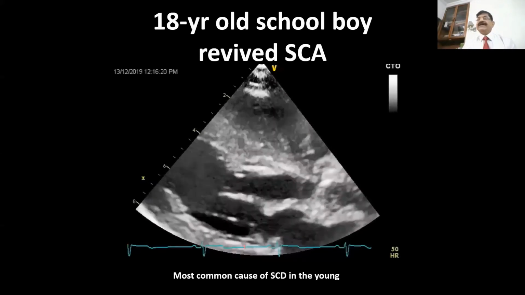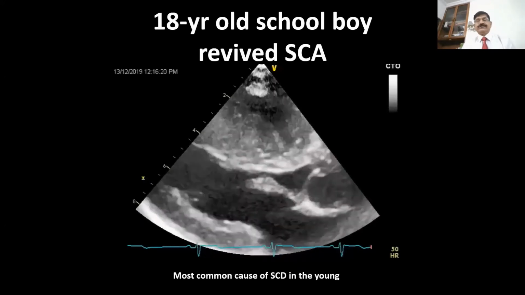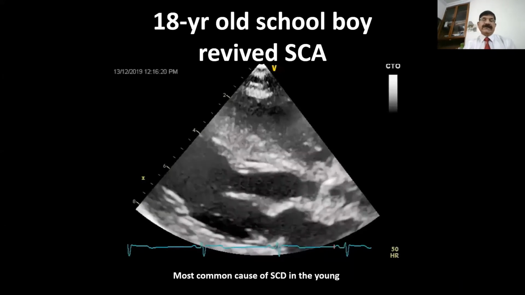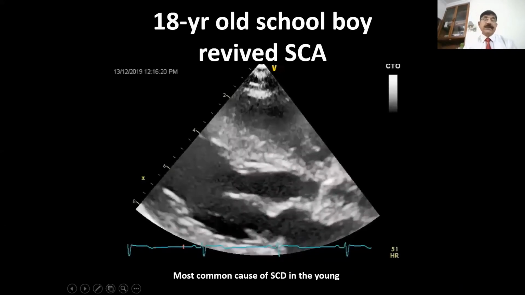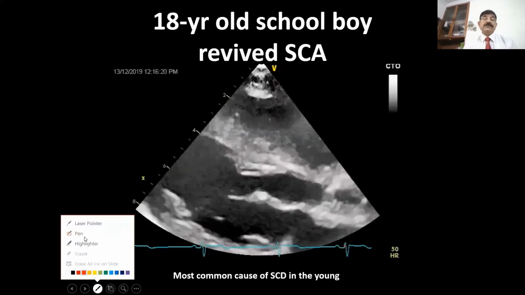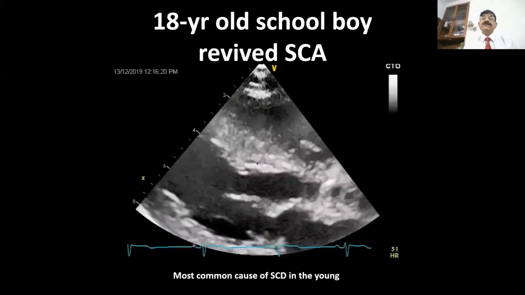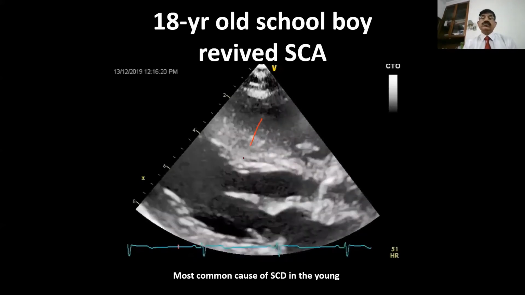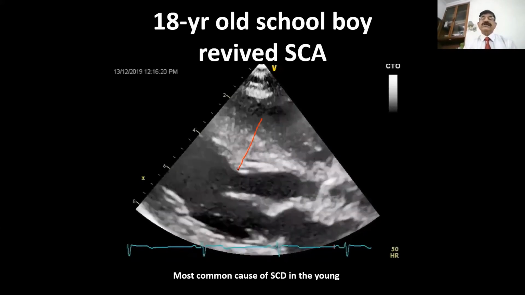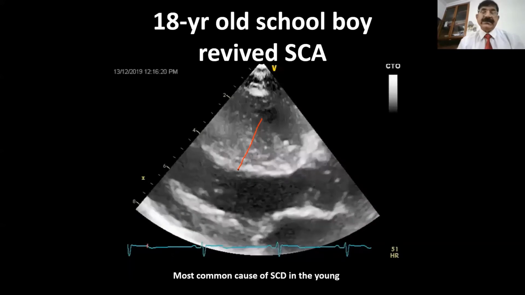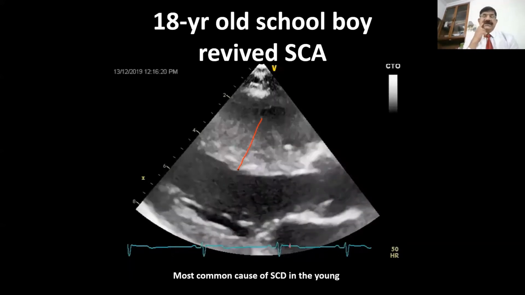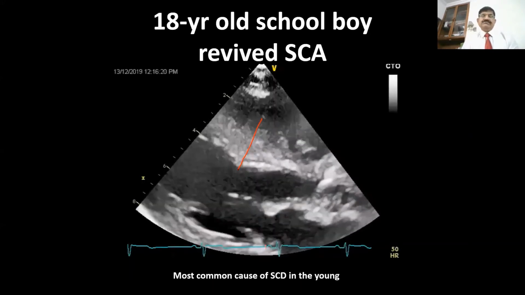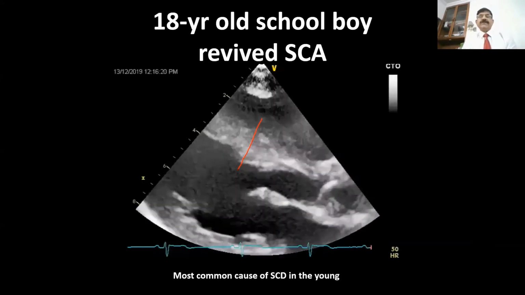Look at this parasternal long axis view. What is striking is that the anterior interventricular septum is markedly thick. It's close to 4 centimeter in diastole thickness. And of course, the infralateral wall, just opposite that, is probably normal in thickness.